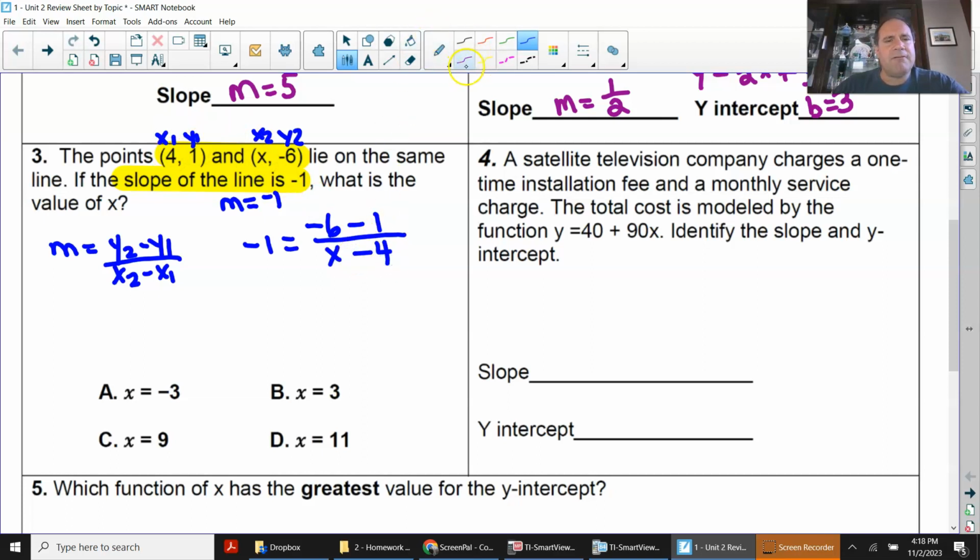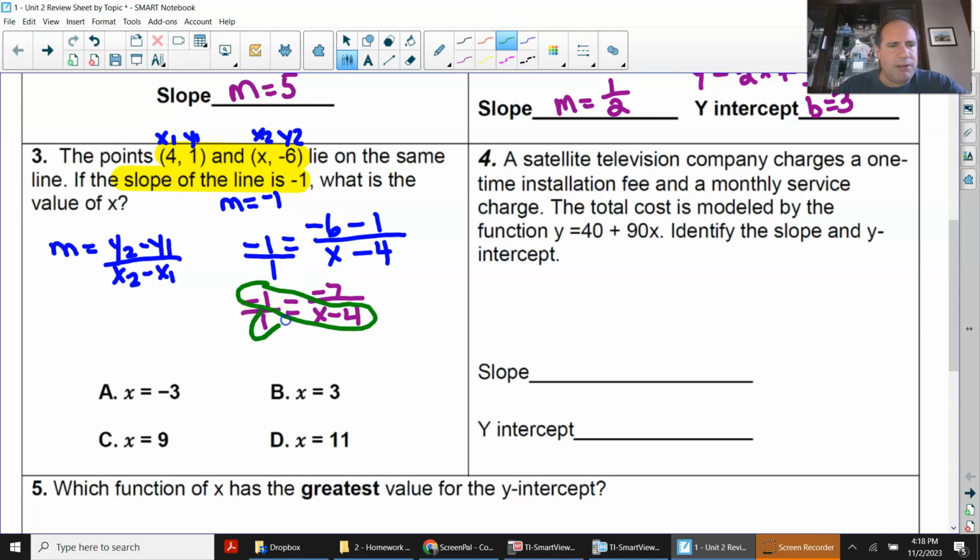So this is what I have, and now all I have to do is really change this into a proportion. Once I change it into a proportion, I could go ahead and cross multiply. But before I do that, I'm going to rewrite this as negative 1 over 1 equals negative 6 minus 1 is negative 7. And then x minus 4 I can't really do anything with. So I'm going to use the butterfly method to go ahead and multiply.